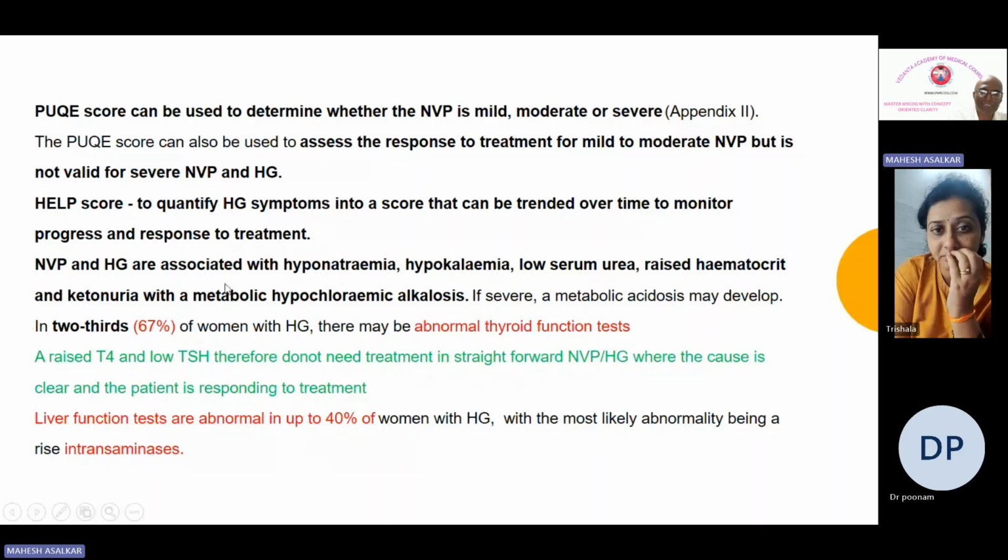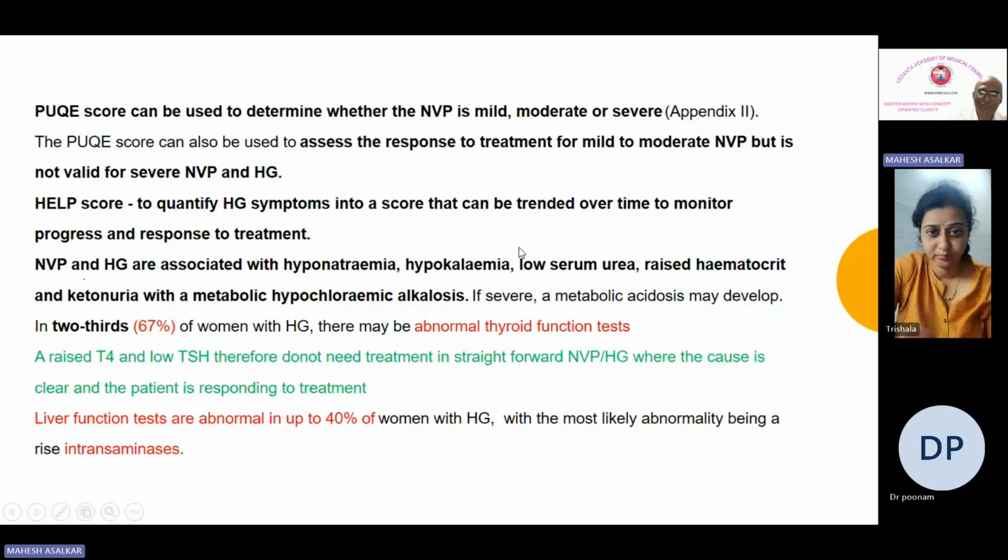The nausea vomiting in pregnancy and hyperemesis gravidarum, this is another question which they are asking. What is the electrolyte imbalance in the nausea vomiting or hyperemesis? There is hyponatremia, hypokalemia, low serum urea, and raised hematocrit and ketonuria, leading to a metabolic hypochloremic alkalosis. So they ask you the following changes seen, electrolyte imbalance seen in hyperemesis gravidarum. It is hyponatremia, sodium is reduced, potassium is reduced, urea is reduced, but hemoconcentration is there. Okay, and ketonuria is also there.